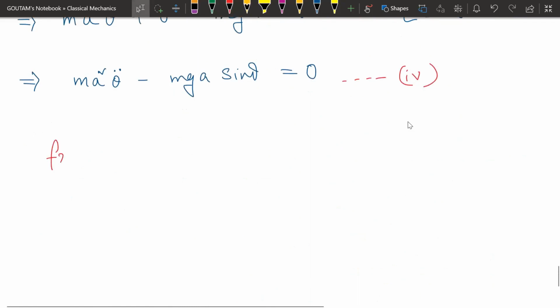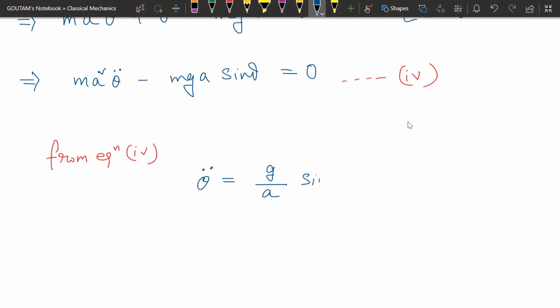So from equation 4, we have theta double dot equals g by a sine theta, right? Okay, let's write it here. Theta double dot equals g by a sine theta.